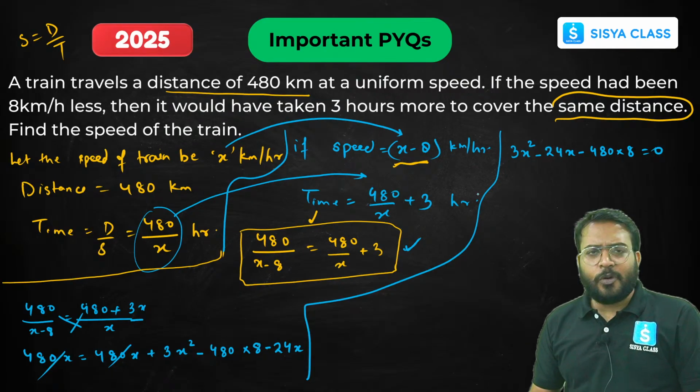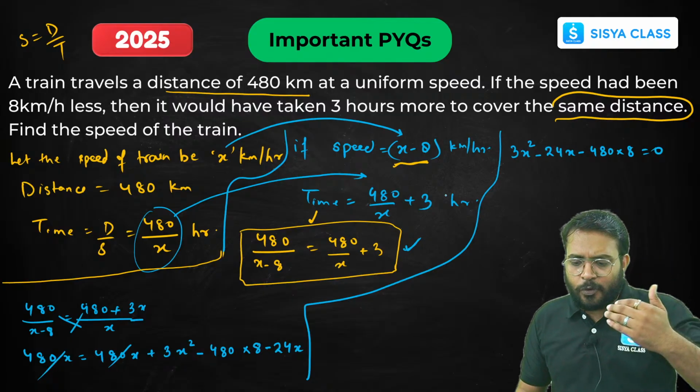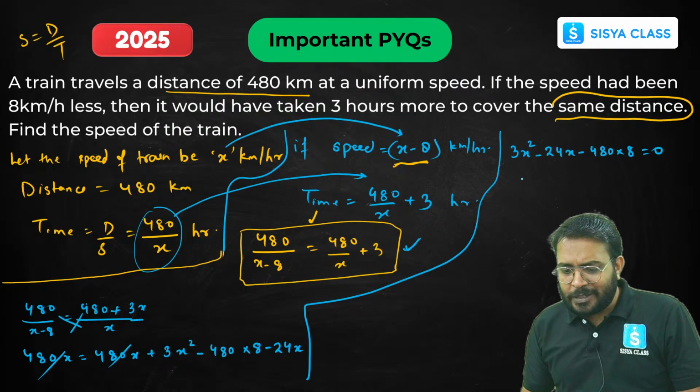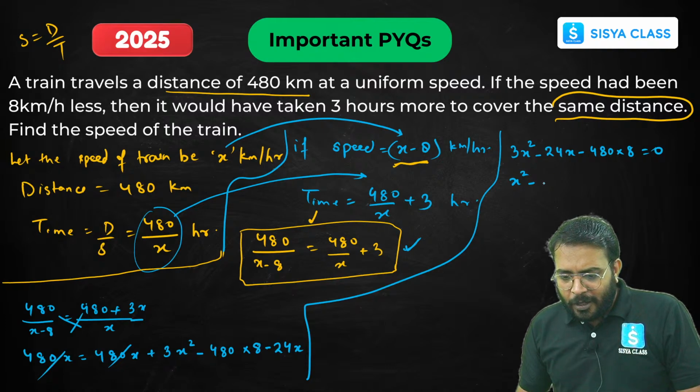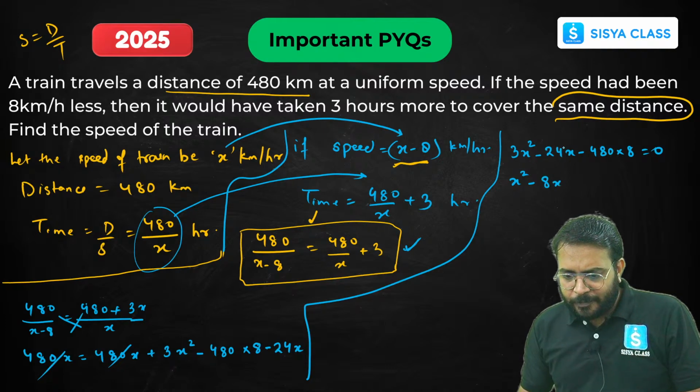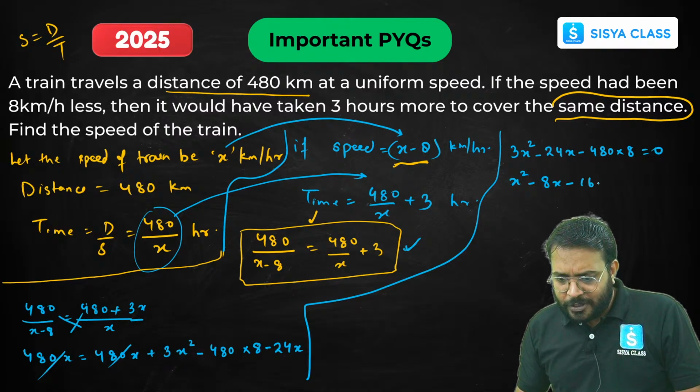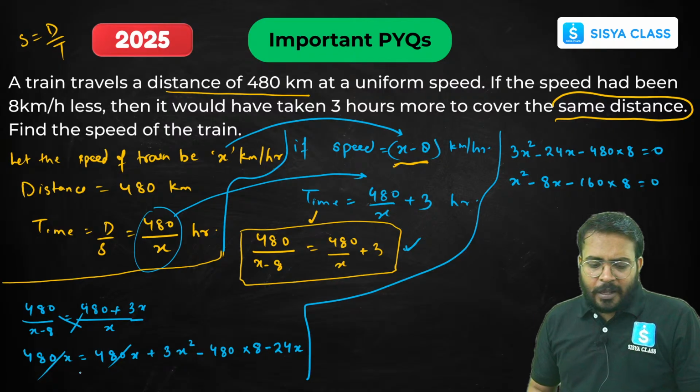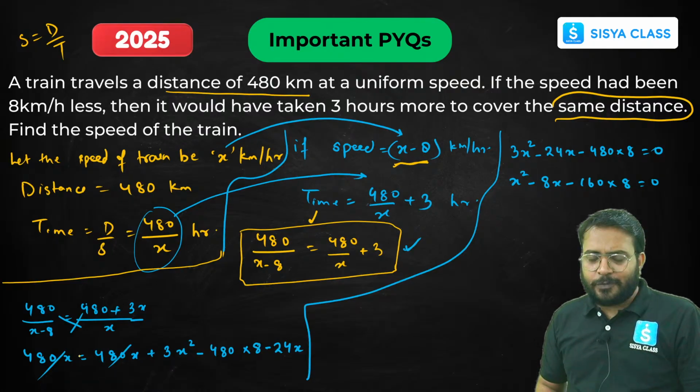Now if I divide the whole equation by 3, what will you get? You will get x square minus 8x minus 160 into 8 is equal to 0. Now we just have to factorize this.